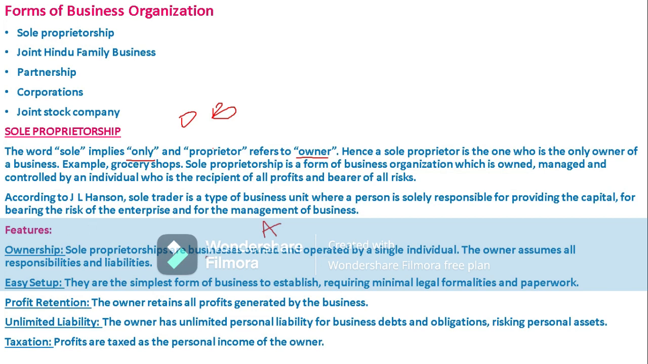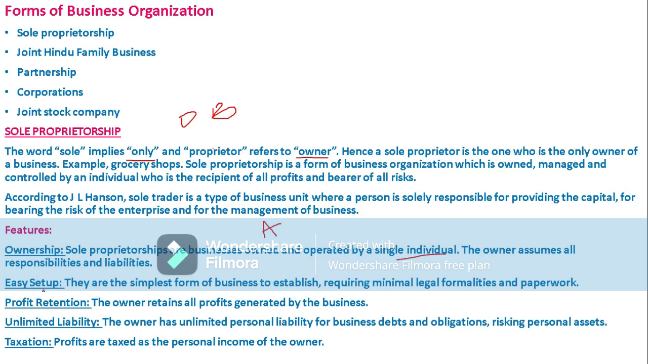Sole proprietorships are businesses owned and operated by a single individual. The owner assumes all responsibilities and liabilities. So the first feature is ownership. Ownership means that a single person owns the business, manages it, and operates it, while at the same time enjoying the profits and also bearing the risks. So this is the first feature.